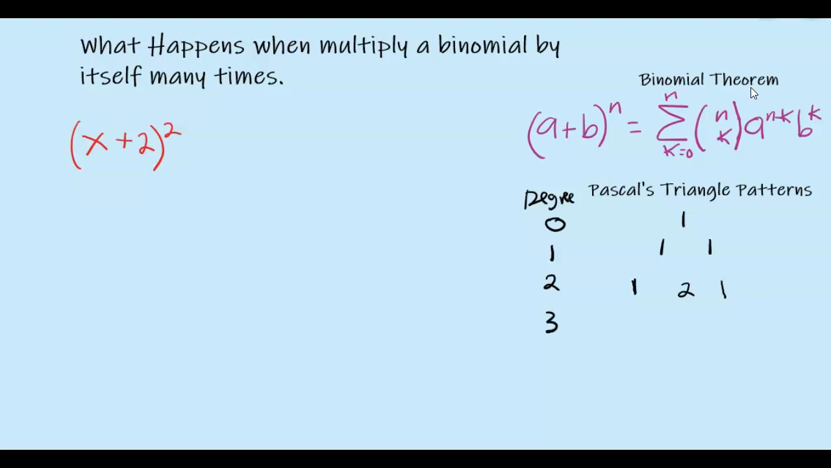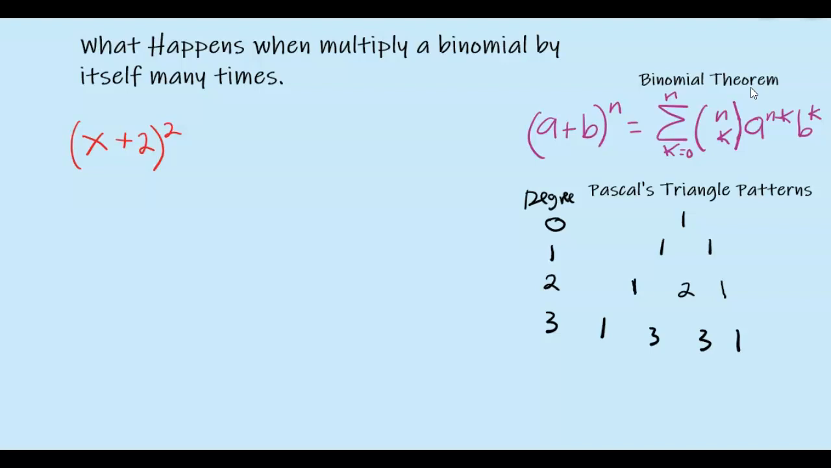When we are raised to the power 3 or cubic, this is of the 3rd degree. Then 1 comes here, and then we add this to this. We get 3. We write it in the middle here, and then we add this to that. We get also 3, and then we bring the 1 here. So that's how Pascal's triangle works.